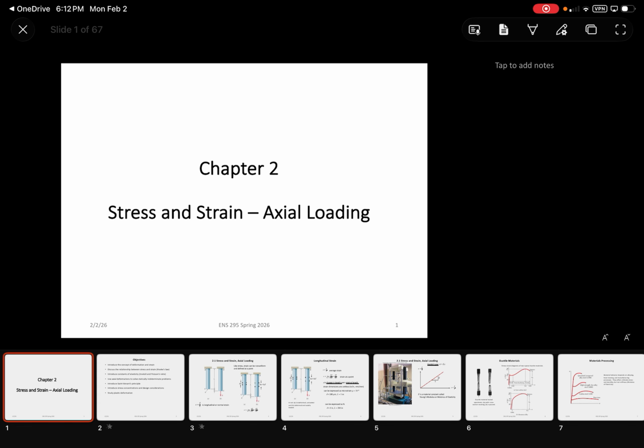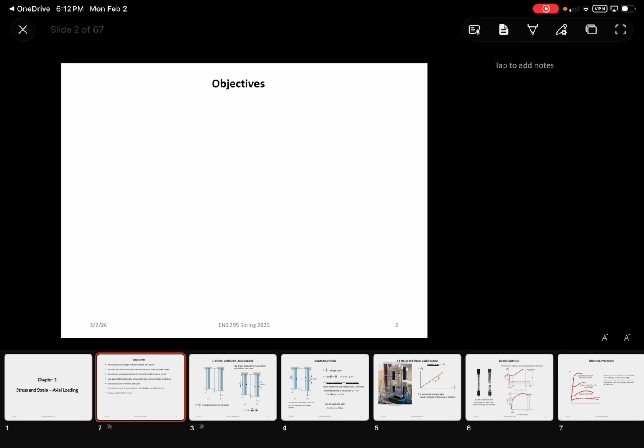Y'all have heard of it, but can't tell me what it is? Come on. Strain is basically deformation. So, in this chapter, I'm going to introduce the concept of deformation and strain.